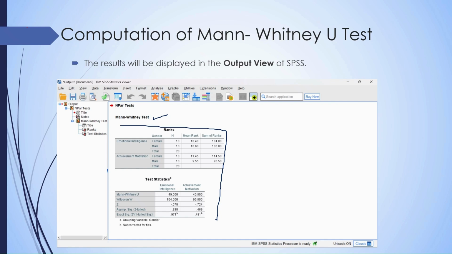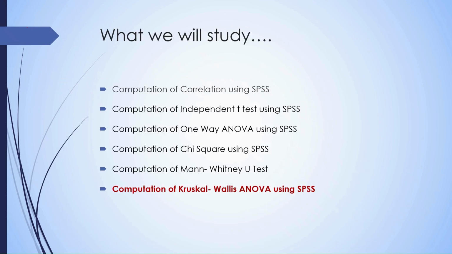So the only difference here, you have to choose analyze. Then what was next? Non-parametric test, and then legacy dialogs, and then what? What was the next? Two independent samples test, right? So yeah, you have to choose that, and then you get all of these. So with that, we complete Mann-Whitney U test also.